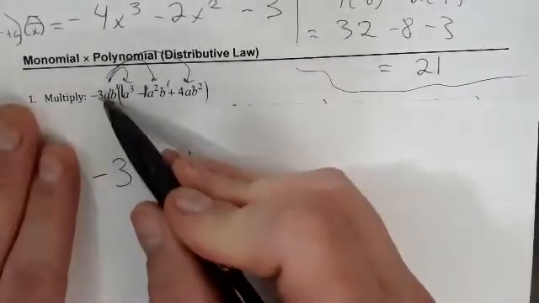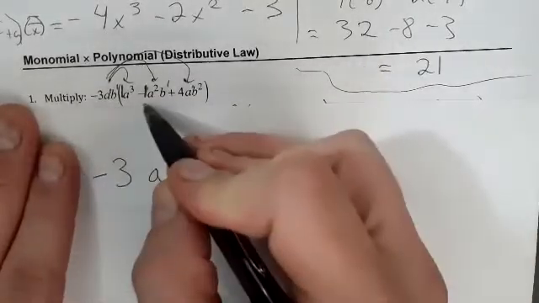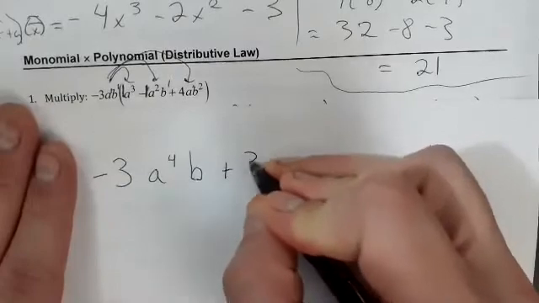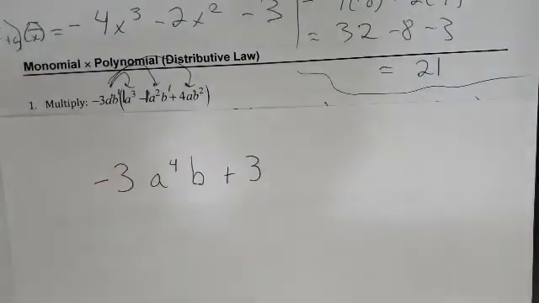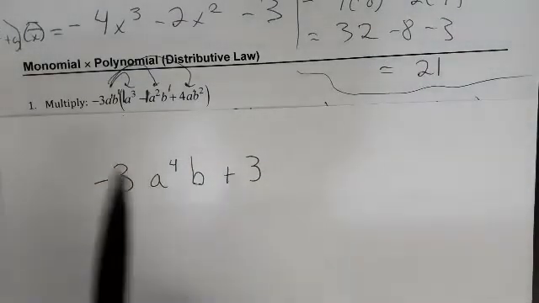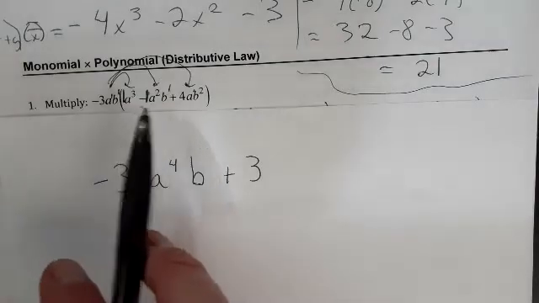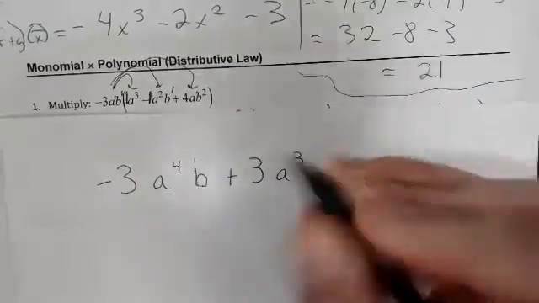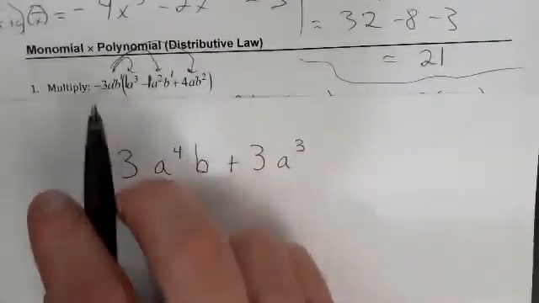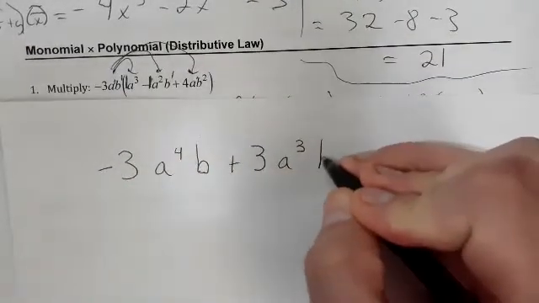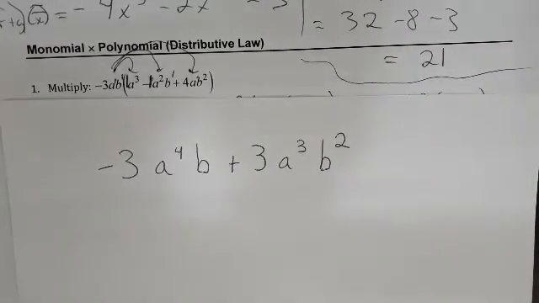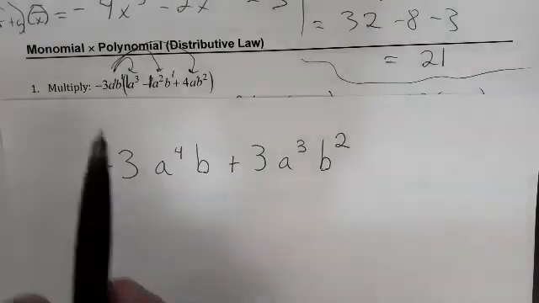Next thing, I look at minus 3. I do coefficients to coefficients: minus 3 times a minus 1 is a positive 3. The next thing I'm looking at is my a's, so I have a1 and a2. a1 plus 2... I have b to the first and b to the first. b to the 1 plus 1 is going to give me 2.